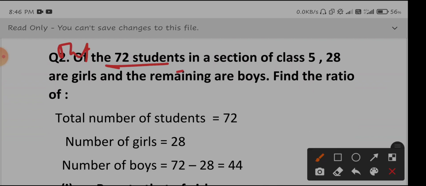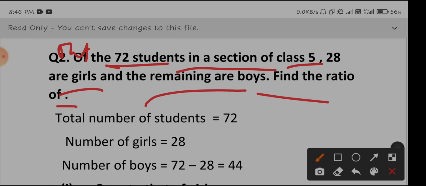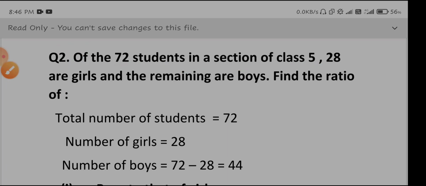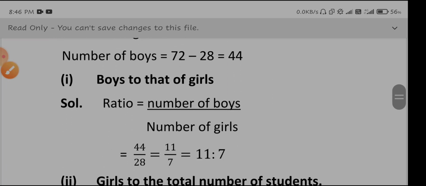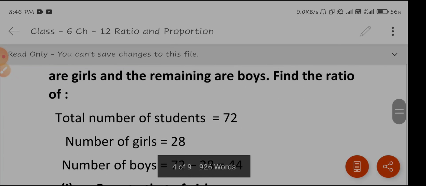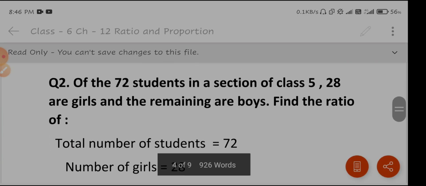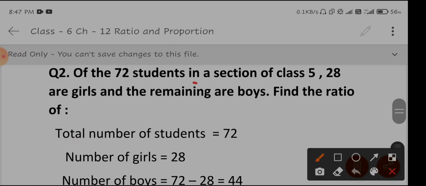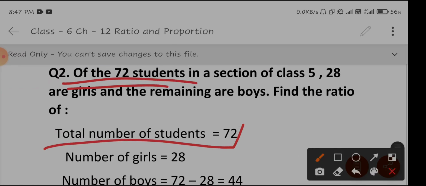Out of the 72 students in a section of class 5th, 28 are girls and the remaining are boys. Here we have to find the ratio of the total number of boys to that of girls, then girls to the total number of students, and boys to the total number of students. 3 questions are given. So first of all see how many students are given? 72 students. So total number of students 72. 28 are girls. So number of girls 28.